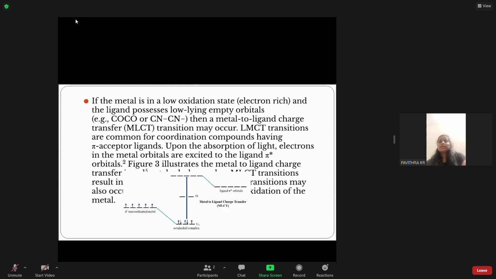If the metal is in a low oxidation state and the ligand possesses low-lying empty orbitals, then metal to ligand charge transfer, that is MLCT transitions, may occur. MLCT transitions are common for coordination compounds having pi acceptor ligands. Upon the absorption of light, electrons in the metal orbitals are excited to the ligand pi star orbitals.